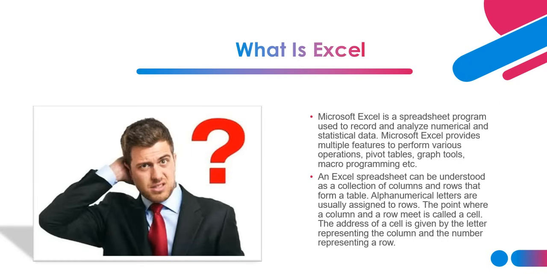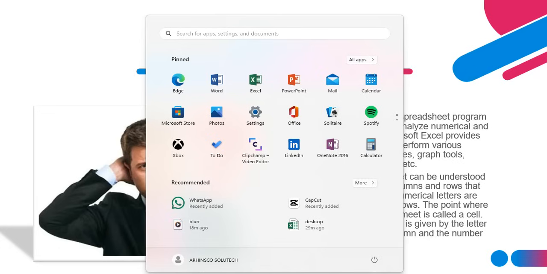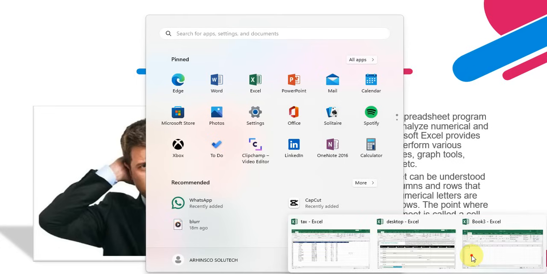An Excel spreadsheet can be understood as a collection of columns and rows that form a table. Alphanumerical letters are usually assigned to rows. The point where a column and a row meet is called a cell. The address of a cell is given by the letter representing the column and then the number representing a row. Now let's go to MS Excel and let me show you something here. Let's go to Excel.